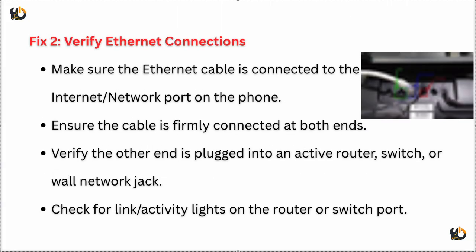Fix 2. Verify Ethernet connection. Make sure the Ethernet cable is connected to the internet network port on the phone. Then ensure the cable is firmly connected at both ends. Then verify the other end is plugged into an active router, switch or wall network port, and check for link activity lights on the router or switch port.